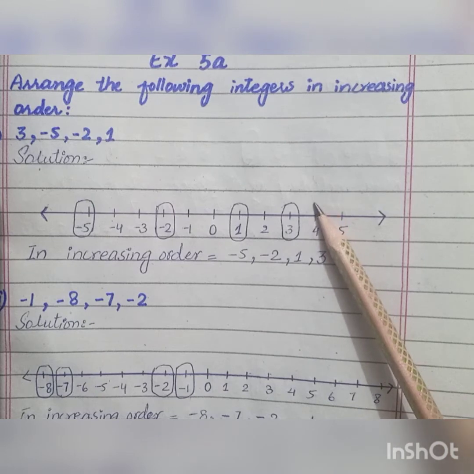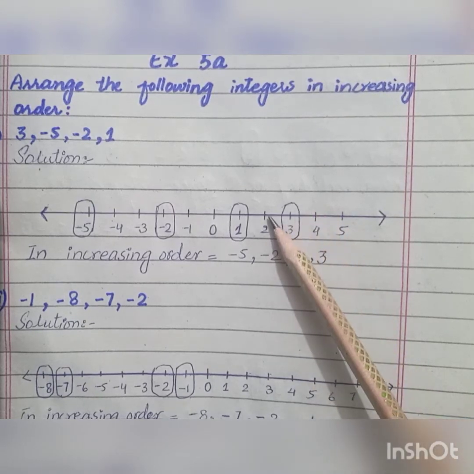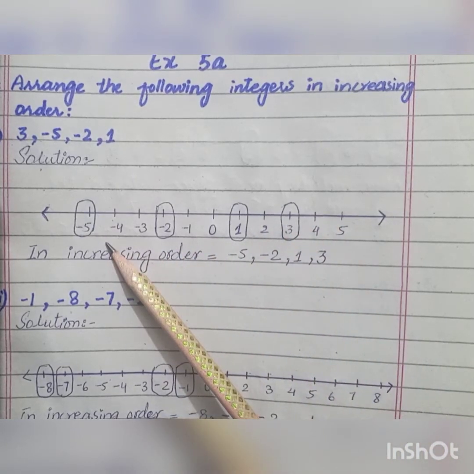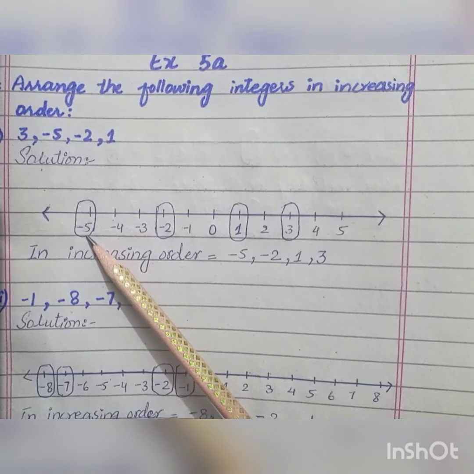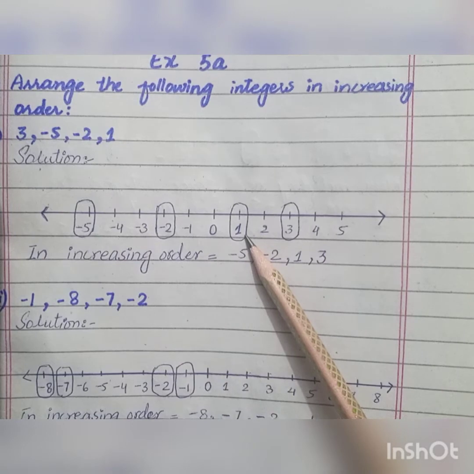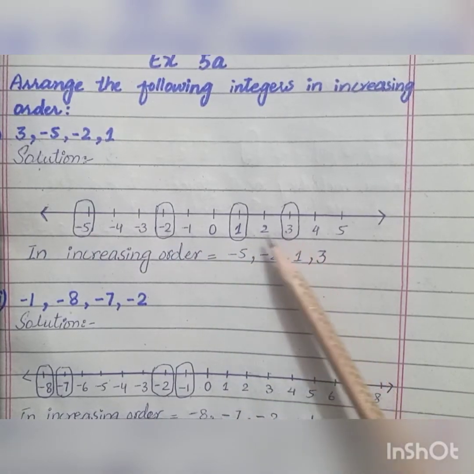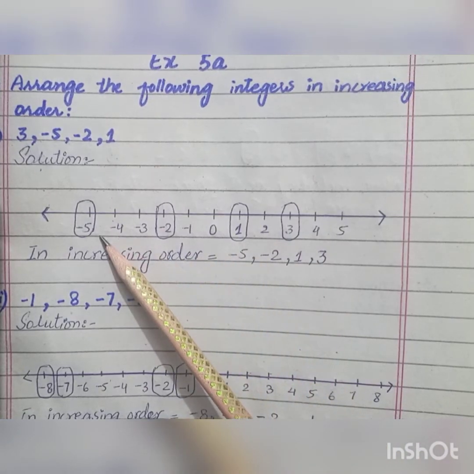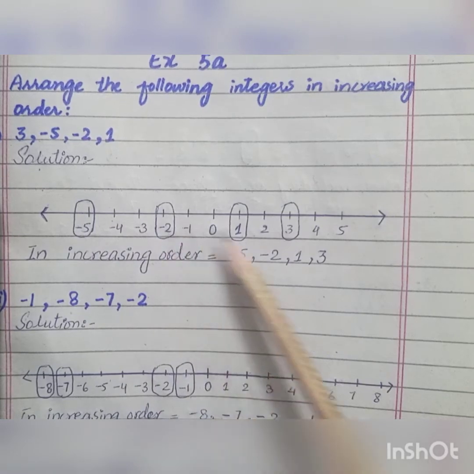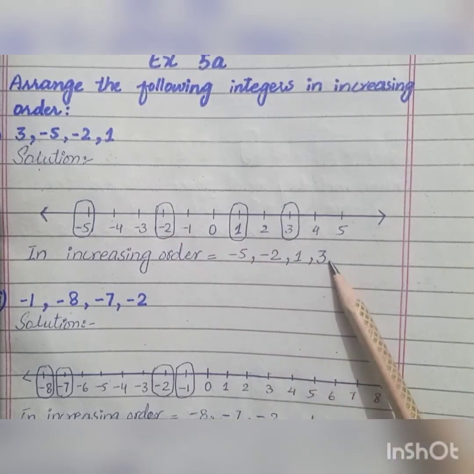Students, with this method we can easily find the increasing order. Increasing order means from small value to large value. So the smallest value here is minus 5, and minus 2 is larger than minus 5, and then positive 1 is larger than minus 2, and 3 is larger than 1. So the increasing order from small to large is minus 5, minus 2, 1 and 3. I have written it here: minus 5, minus 2, 1 and 3.